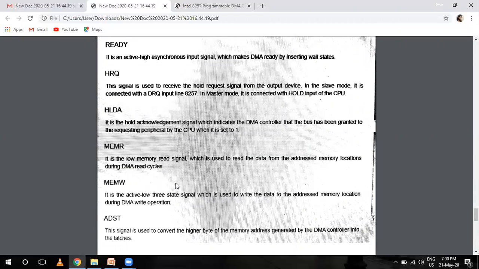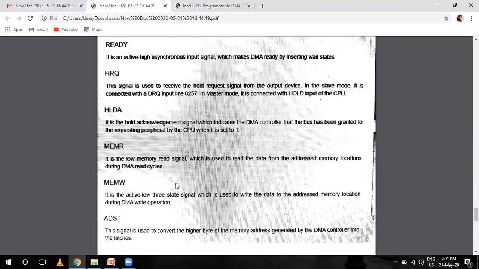Next is HRQ, that is hold request. This signal is used to receive the hold request from the peripheral device. In the slave mode, it is connected with the DMA request input line of 8257. In the master mode, it is connected with the hold input of the CPU. Next is HLDA, the hold acknowledgement signal, which indicates to the DMA controller that the bus has been granted to the requesting peripheral by the CPU when it is set to 1.